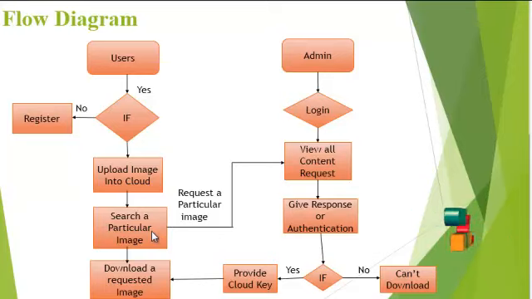Then the user can search for a particular image in the cloud. Suppose the user needs Apple images, they put the keyword Apple into the search box. Then the Apple images are retrieved from the cloud server. The user views particular images, then requests that particular image.